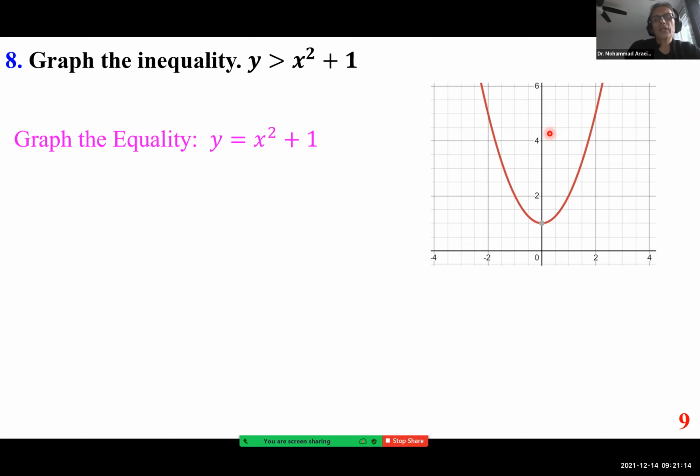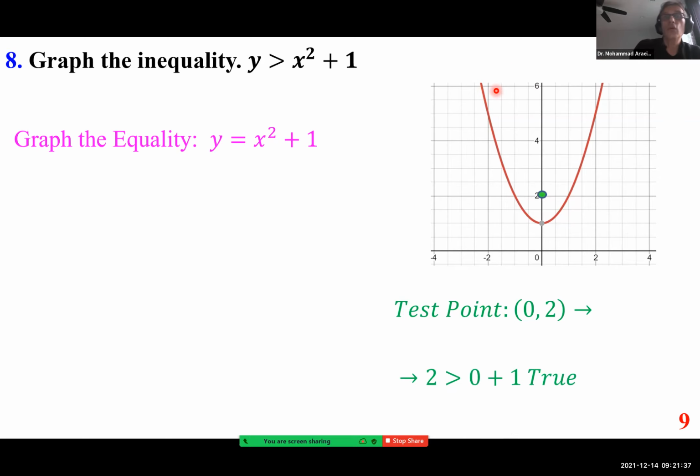If you plug in 0, 0, for example, 0 is larger than 1, it's a false statement. Or if you plug in 0, 2, which is here, that means replace the x with 0 and y with 2, it becomes a true statement. If this is true, everything on that side becomes true. That's the answer. Don't forget, go back and look at this.